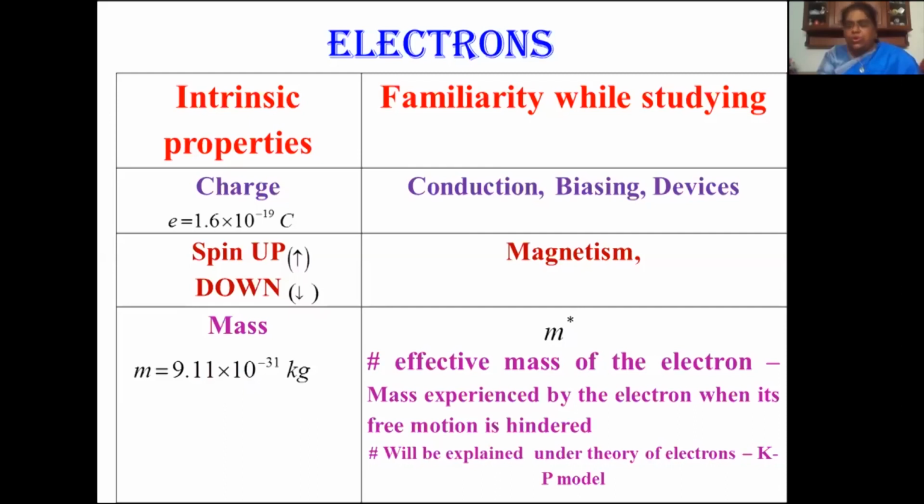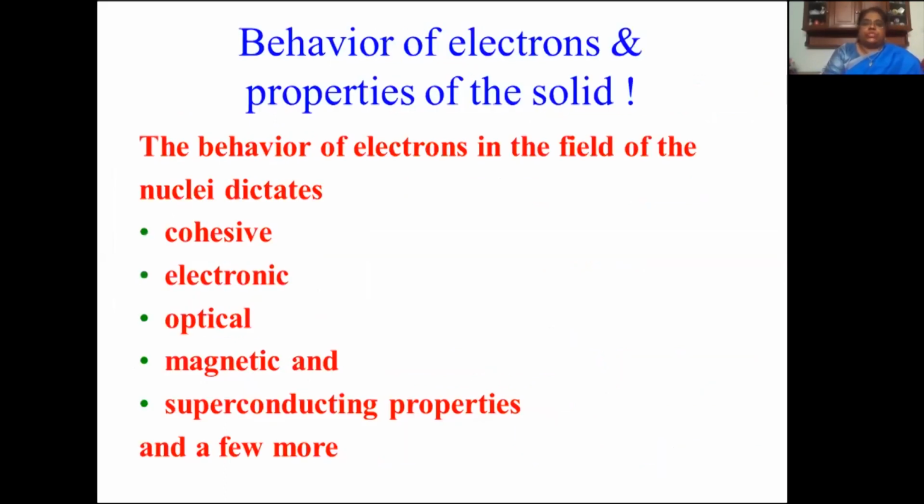So these are the attributes of electrons. We cannot casually take them. Give importance to each of the terms when we use them. The behavior of electrons decides the properties of the solid, like cohesive, electronic, optical, magnetic, and superconducting properties, and a few more. So they play a very vital role, and we can even call the electrons the heroes in the solid. They play a vital role when it comes to material investigation for application.